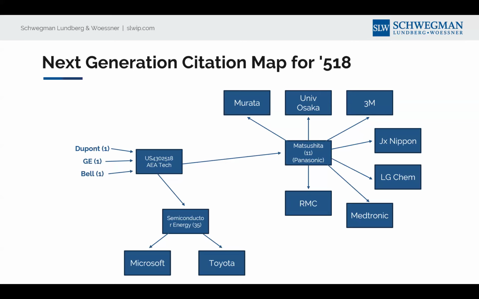JX Nippon is in the mining business, so they were engaged in lithium mining and were citing the Matsushita patents. LG Chem was in the polymer business, and they were also looking at components. And Medtronic did not cite directly to the Goodenough et al. patent, but it cited to at least one of these Matsushita Panasonic patents. So you can start to see the ripple effect of these blockbusters, how they rippled from capacitors to automobiles to new mining techniques, which is kind of interesting.